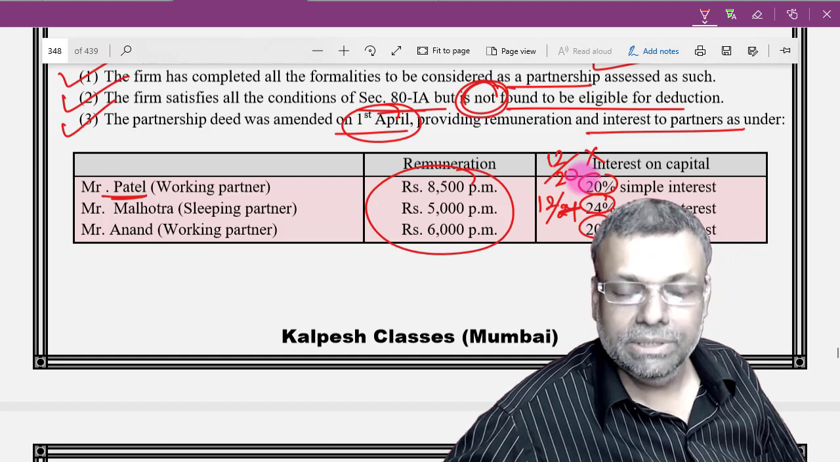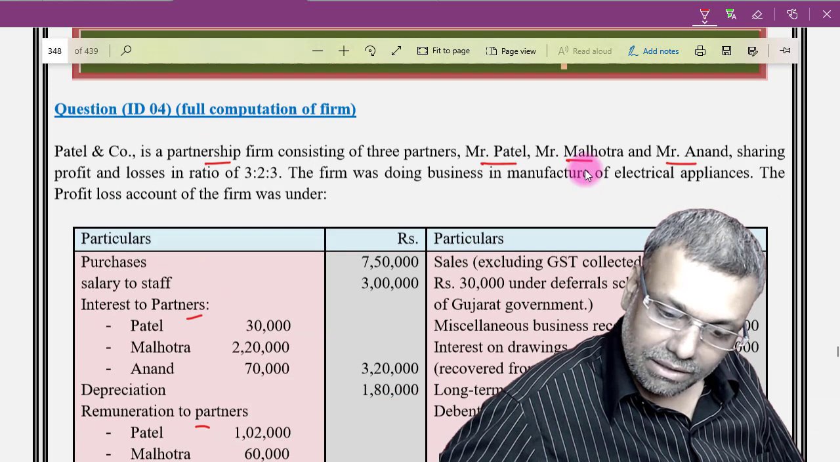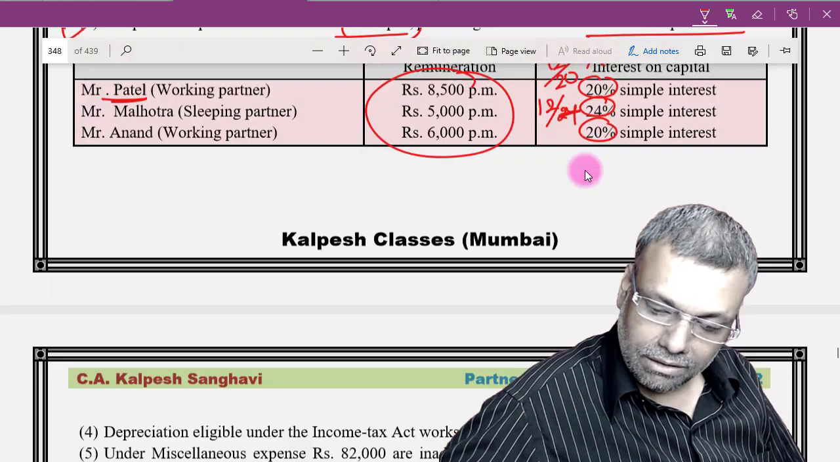Remuneration will be subjected to overall limit, whether they are working partners or not working partners, if any such data is given. If not given, you have to write the assumption that they are all working partners and proceed accordingly.